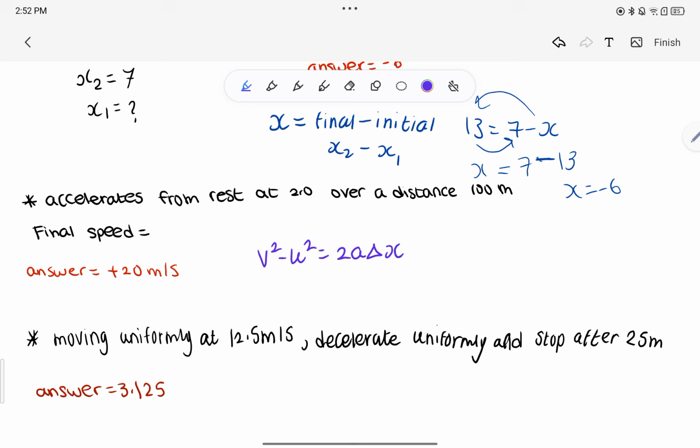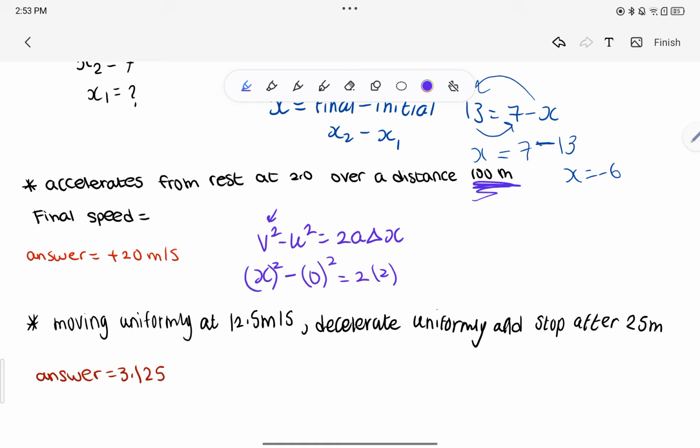They said final speed, which is v, so we're gonna keep it v squared, minus, they said from rest, so 0 squared, equals 2 times 2, and distance of 100 meters, so 100. Okay, now you put it on the calculator, you will get 20.